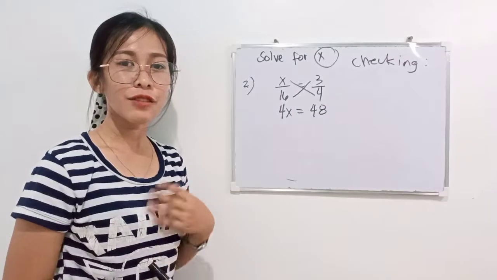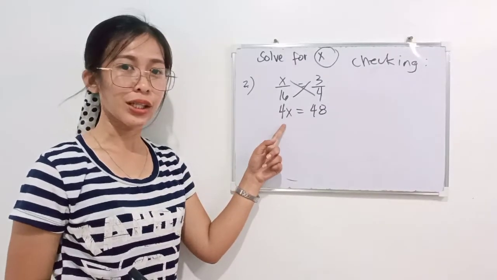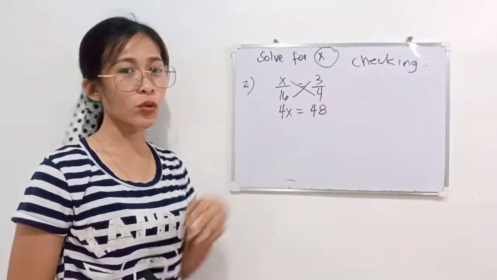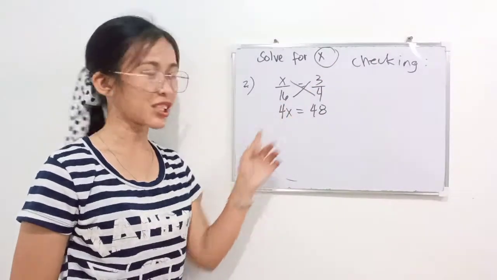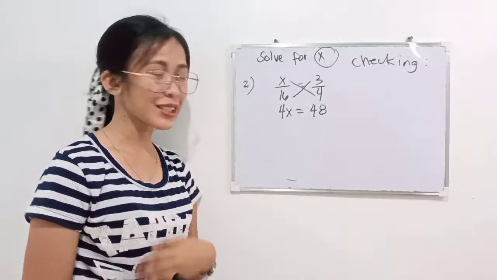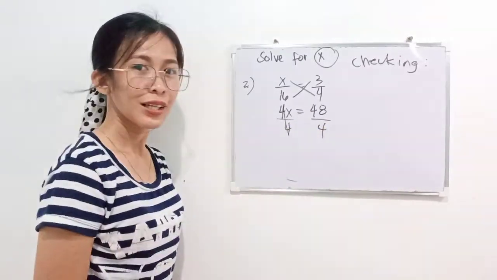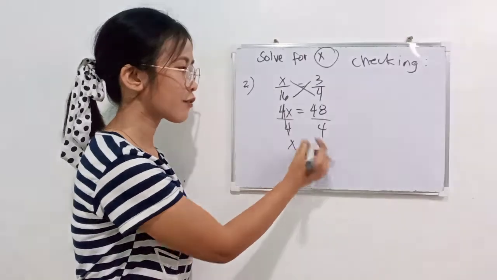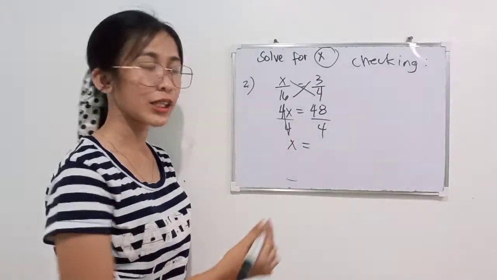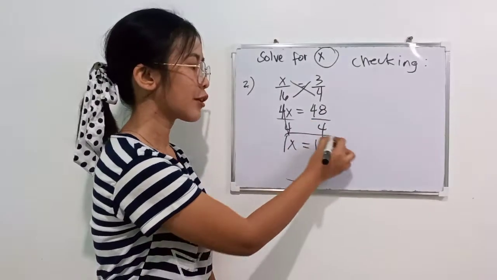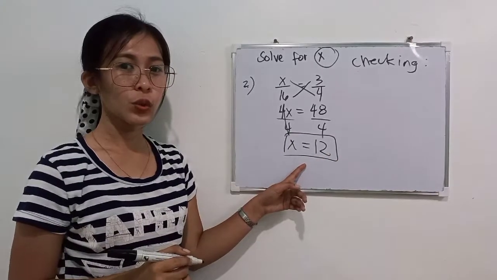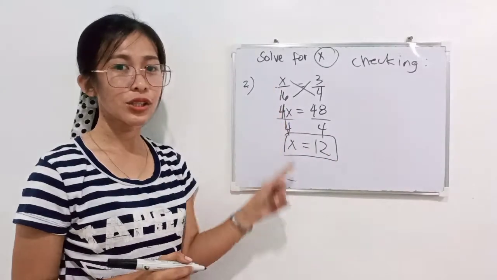We have 4 times x is equal to 4x, and 16 times 3 is equal to 48. And then, what we are going to do next is to eliminate 4. Kasi kasama pa siya ni x. Si x lang naman yung hahanapin natin, di ba? So, kasama siya. So, tanggalin na natin siya. I-cancel natin siya by dividing both sides by 4. And then, cancel. So, x is equal to 48 divided by 4 is, of course, 12. Therefore, ang nawawalang value ni x ay 12.